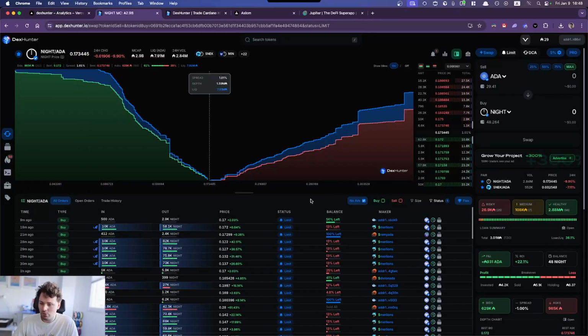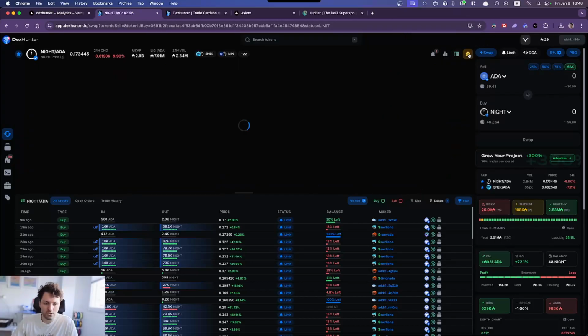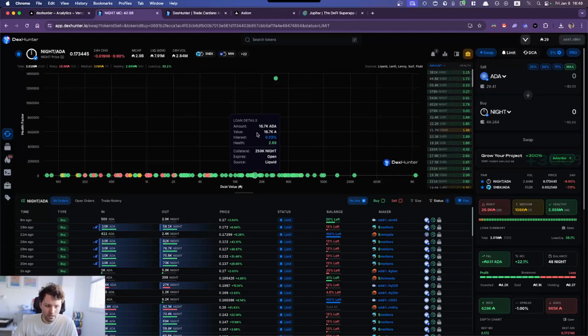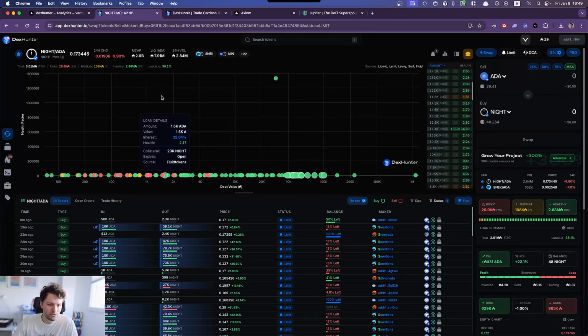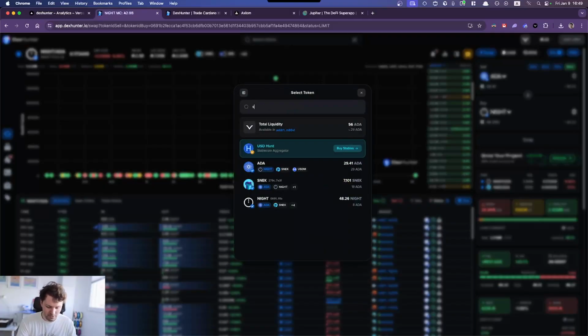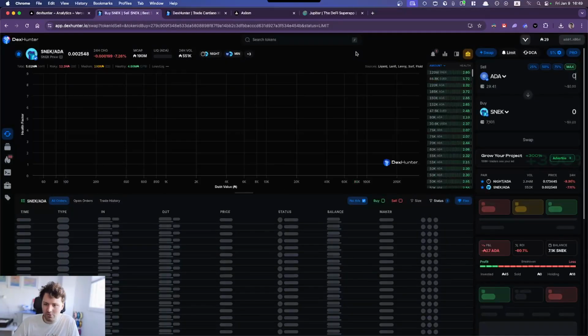Another very important feature for any token, and Night specifically in this case, is the loan chart. That's a very interesting display. Why did it break the health factor? Oh, the health factor broke because there's one loan with an insane health factor. Okay, I'll fix that in a bit. Let's switch the token to demonstrate the loan chart.